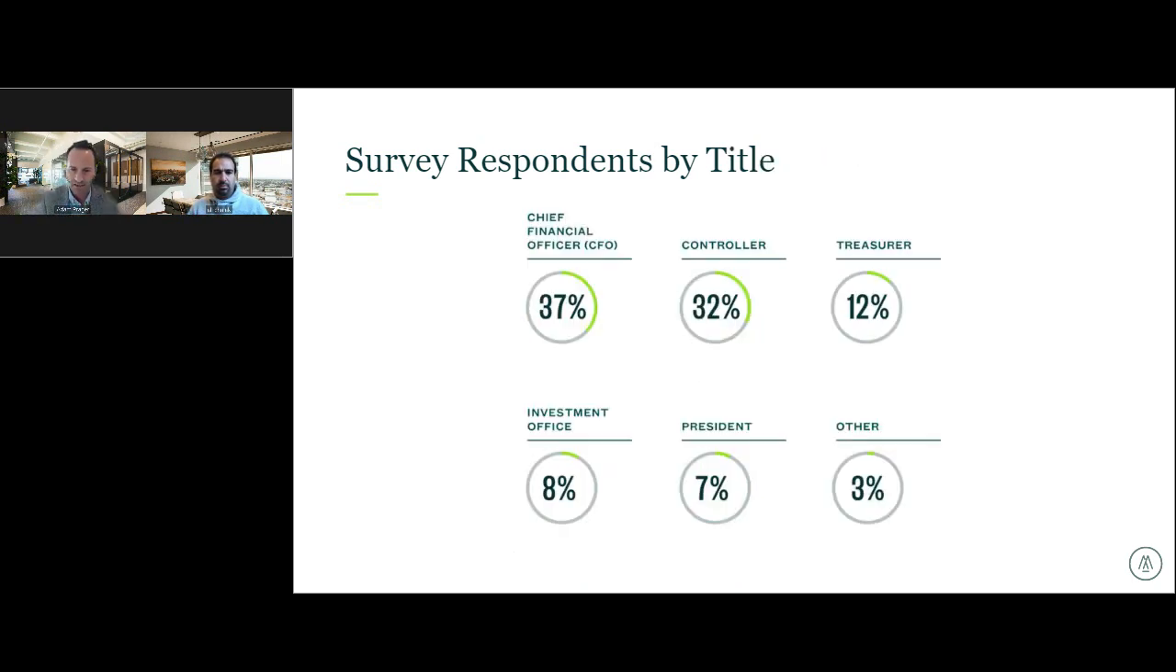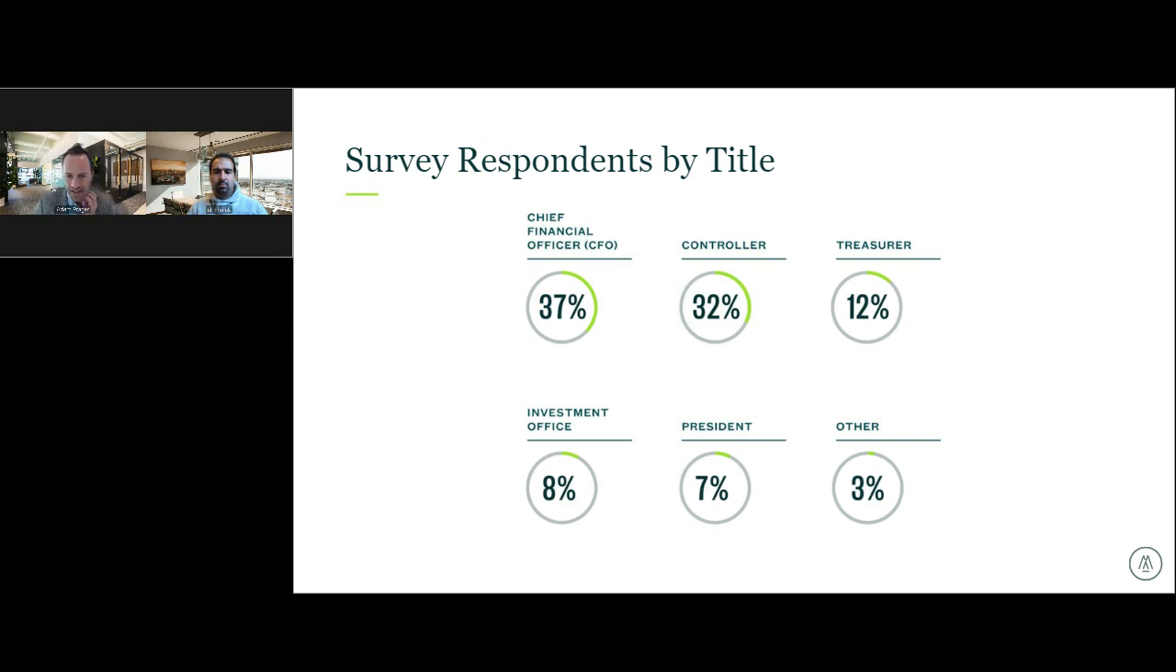We thought this was pretty interesting. One question that we did get from industry was, who should be responsible for cryptocurrency decisions? And we were curious, as we sent this out, who's going to respond? As you can see, the vast majority of the respondents did come from the finance department. I guess that is pretty intuitive. There should be involvement from the finance department, certainly the CFO, controller, but definitely treasurer and investment office as well. Certainly fewer presidents, and advancement, but we thought that was pretty interesting.